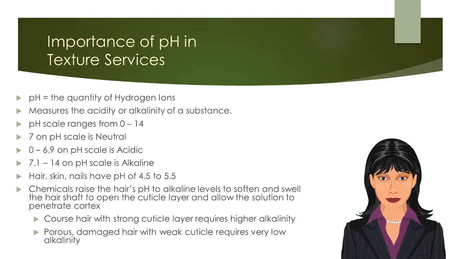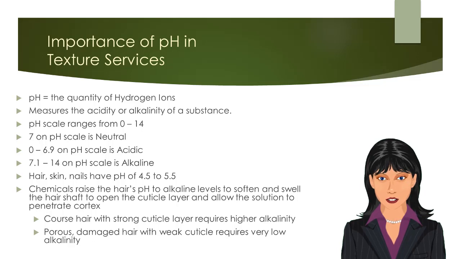In quick review, pH measures the quantity of hydrogen ions and measures the acidity or alkalinity of a substance. The pH scale ranges from 0 to 14. 7 on the pH scale is neutral. 0 to 6.9 on the pH scale is acidic. 7.1 to 14 on the pH scale is alkaline. Hair, skin, and nails have a pH of 4.5 to 5.5.